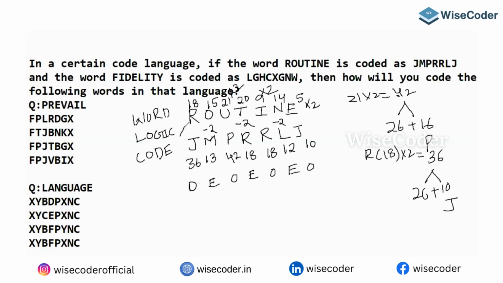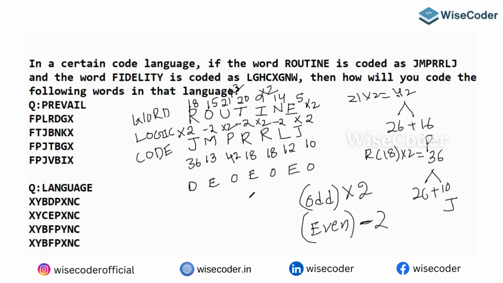I think now you got your logic. Odd places are multiplied by 2. Even places are subtracted by 2. So odd place values are multiplied by 2, and even place values are subtracted by 2. This is the logic for this particular question. So odd into 2, even minus 2.